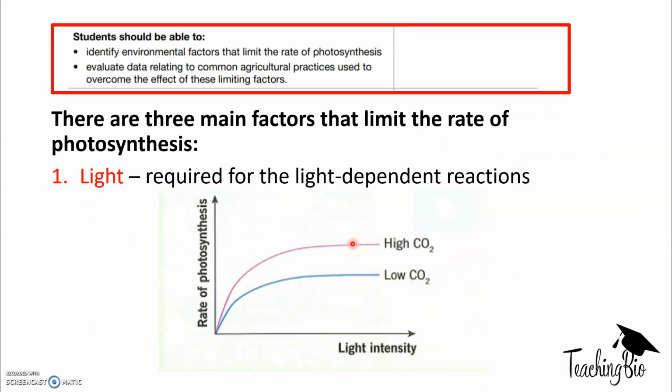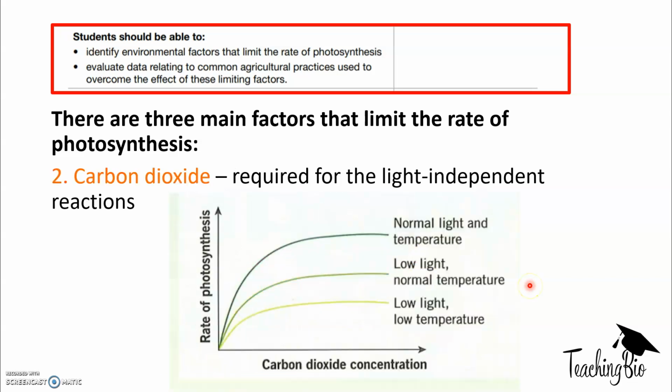Okay. Another thing you need to do is be able to identify environmental factors in relation to agricultural practices. So there are 3 factors that limit photosynthesis. This is very basic. It's basically just GCSE. First one is light. Obviously, you need light. The more light, the more photosynthesis, and that's needed for the light-dependent reactions, getting photons of light to excite the chlorophyll. There's the graph you need to be able to remember. High CO2 obviously means a faster rate. Low CO2 means a slower rate.